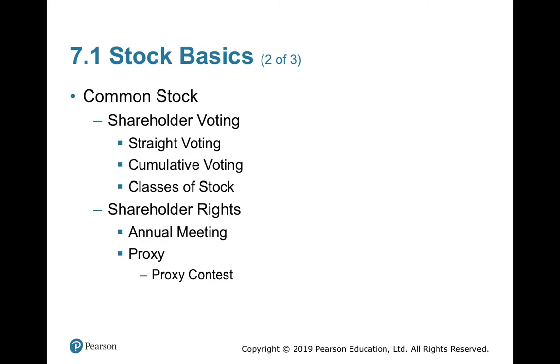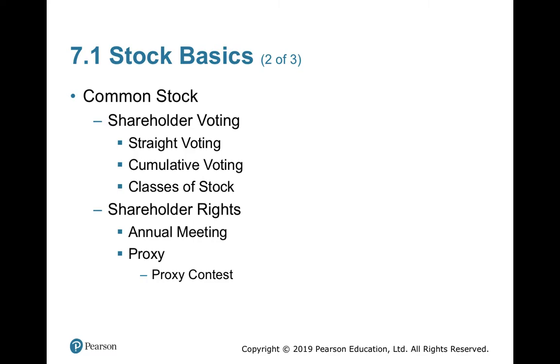The common stockholders get some voting right. The voting right can be either straight voting right or cumulative voting right. So let us first explain what straight voting is. For example, there are two shareholders in a company, Muhammad and Ahmad, and Muhammad has 600 shares, Ahmad has 400 shares.